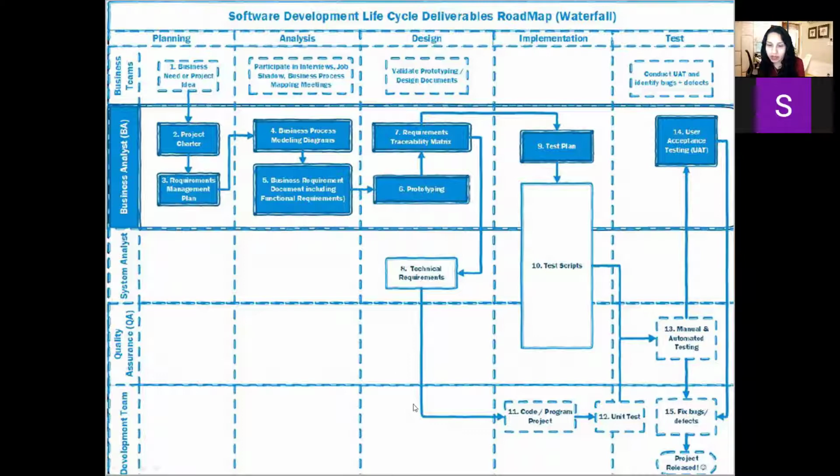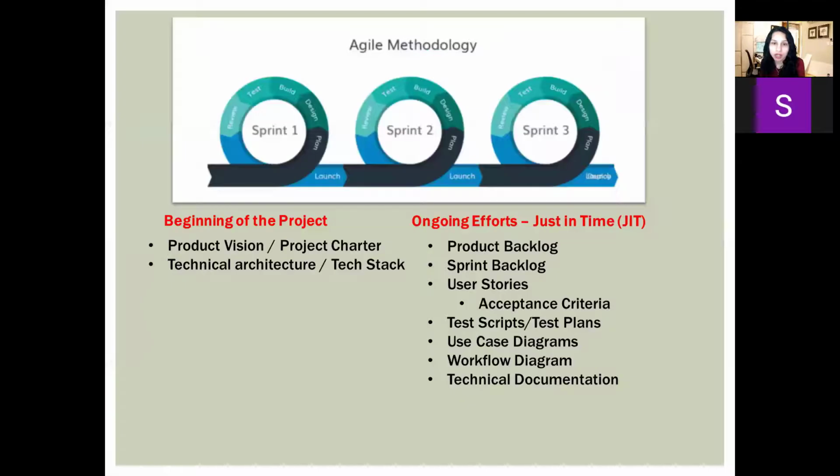So everything else that is not in blue is still items or documentation that happens, but it's not something that business analysts are responsible for. The ones highlighted in blue are the ones that our business analysts would be doing. So in Agile, there's lots of documentation in Agile as well.